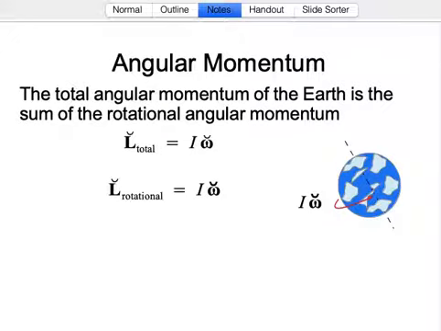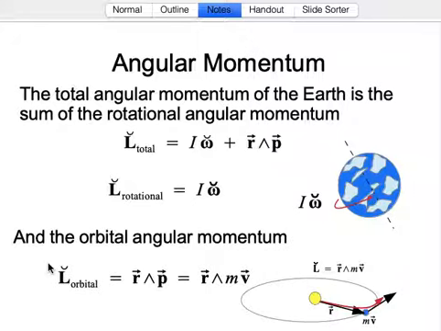Now here's an example of using rotors, angular momentum, where we're going to add two rotors together. So the total angular momentum is the rotational angular momentum, I times omega, and the orbital angular momentum, which is the outer product of our radius and our linear momentum, or r angle mv.